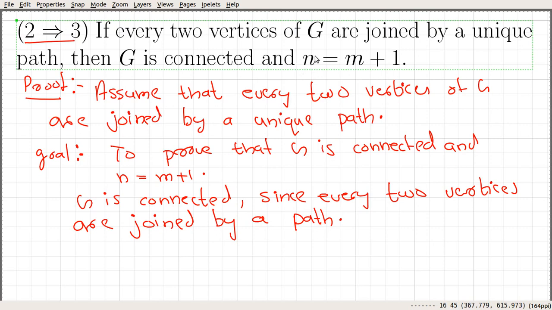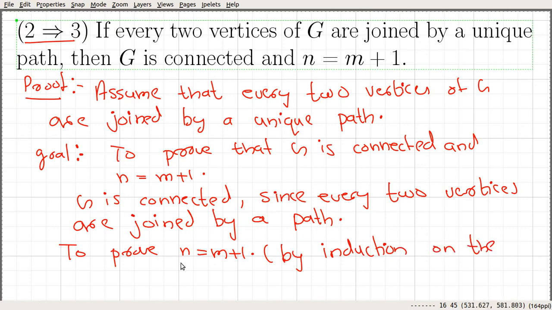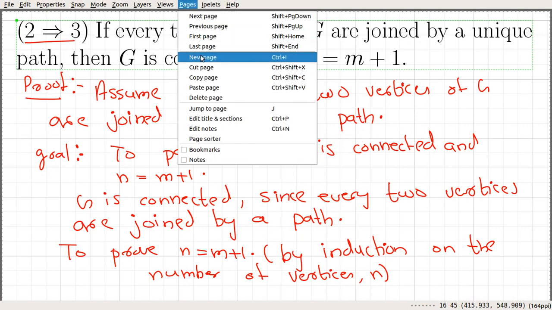Okay, so we proved this part, G is connected, and let's go and prove this one, the number of vertices is equal to the number of edges plus 1. So we are going to prove that by induction. We are going to prove n equal to m plus 1, and we are going to prove this by mathematical induction on the number of vertices. So let's go and prove that part.